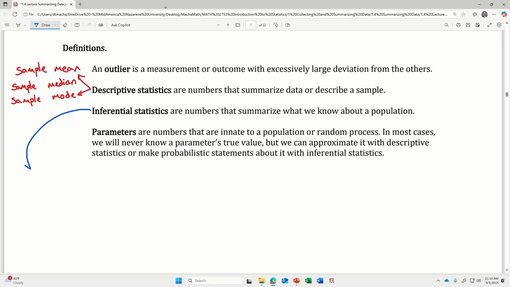Inferential statistics, we are going to save this topic for the end of the semester. We haven't yet talked about any inferential statistics.